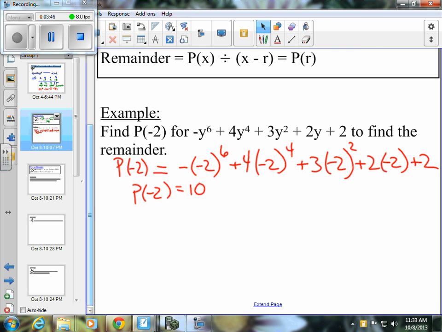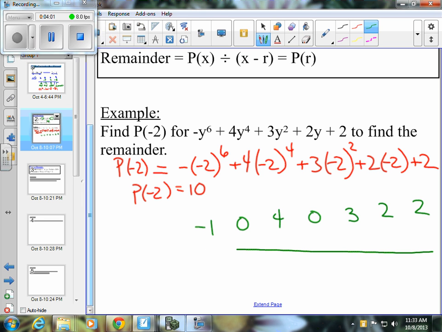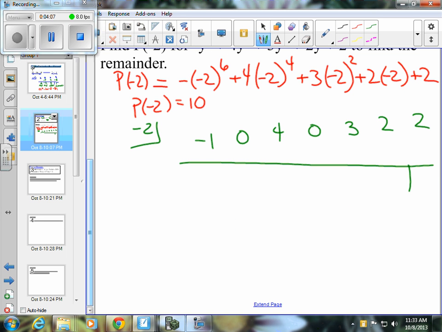That's going to give me the same answer if I divide it synthetically. So let's double check the synthetic division. Degree 6 would be negative 1. There's no 5, so that would be a 0. Then a 4. There's no 3, so a 0. A 3, a 2, and a 2. And I am dividing by negative 2. So let's double check synthetic division and see if our remainder is equal to the same thing we get when we just plug the number in.